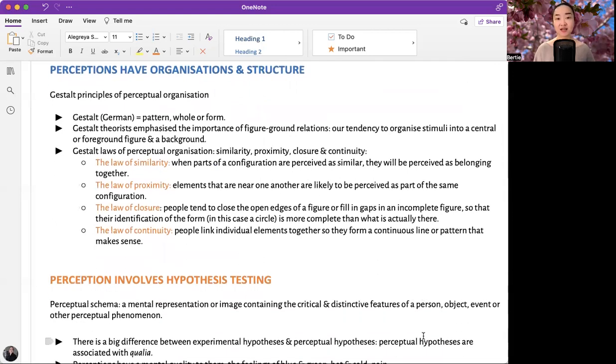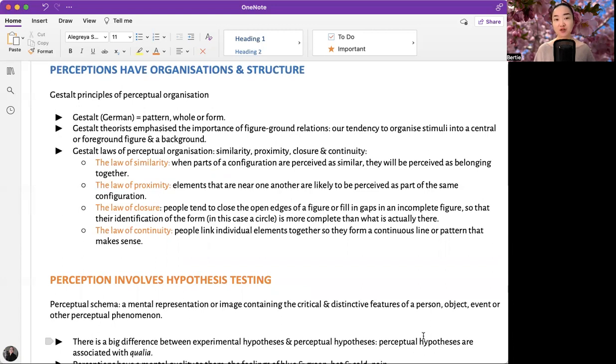Perceptions have organization and structure. Gestalt principles of perceptual organization. Gestalt means pattern, whole, or form in German. Gestalt theories emphasized the importance of figure-ground relations, our tendency to organize stimuli into a central or foreground figure and a background.